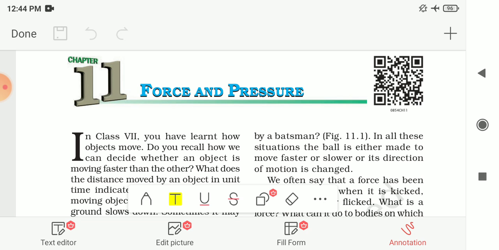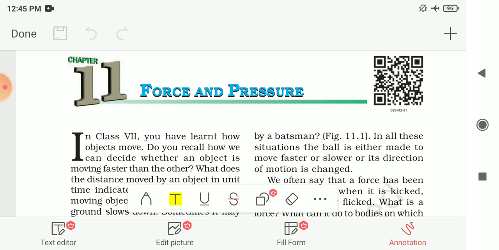Then we had seen that the force applied brings a change in the state of motion of any object. The speed of an object increases if the force applied on the object is in the direction of the motion of the object, and the speed of an object decreases if the force applied on that object is in the direction opposite to the motion of the object. Then we had seen that the application of force on an object changes its shape if the object is not able to move. So these are some of the effects of force we had seen on any object.